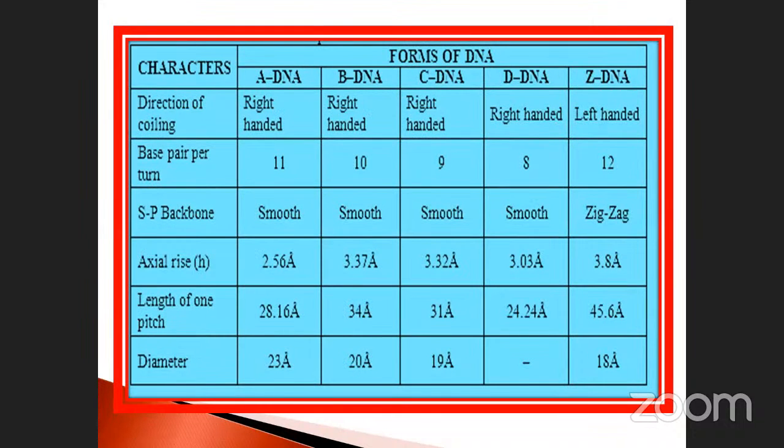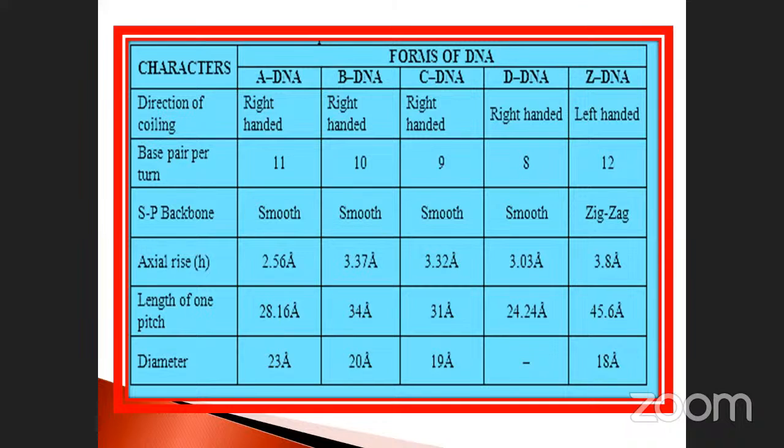See the forms of DNA. This is very, very important, my dear. According to their structure, according to the number of base pairs. See here, how many base pairs are there? Different numbers: 9, 10, 8, 9, 10, 11, and 12. So these are the 5 types of DNA molecule present.